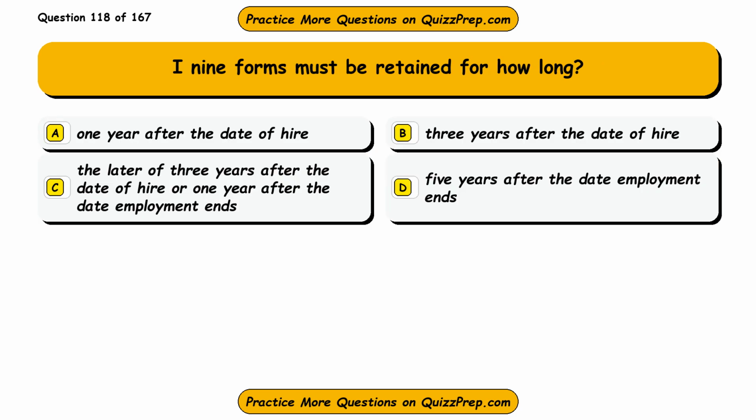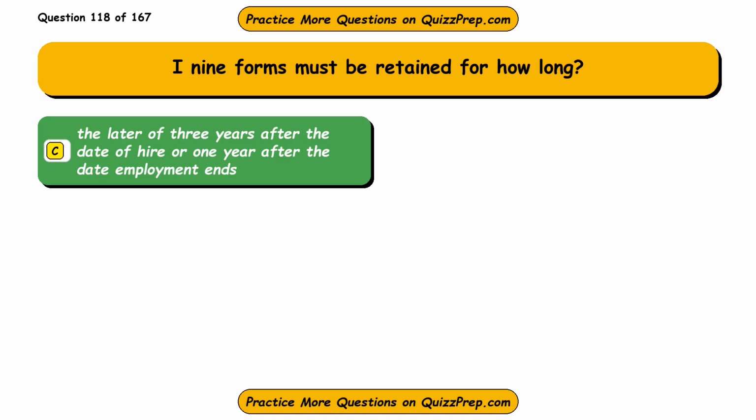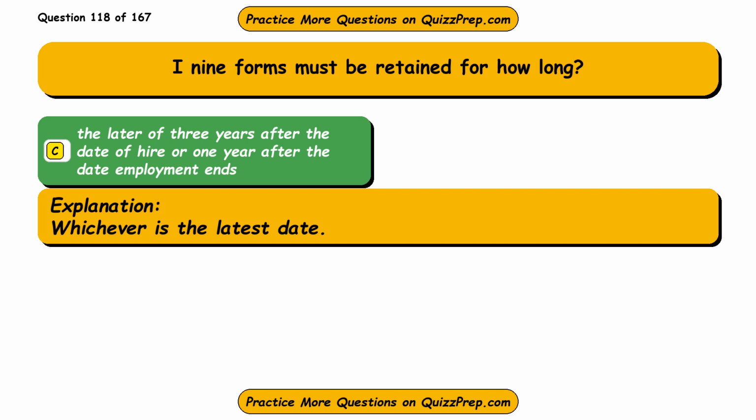Question 118. I-9 forms must be retained for how long? Option A, 1 year after the date of hire. Option B, 3 years after the date of hire. Option C, the later of 3 years after the date of hire or 1 year after the date employment ends. Option D, 5 years after the date employment ends. The correct answer is option C, the later of 3 years after the date of hire or 1 year after the date employment ends. Whichever is the latest date.